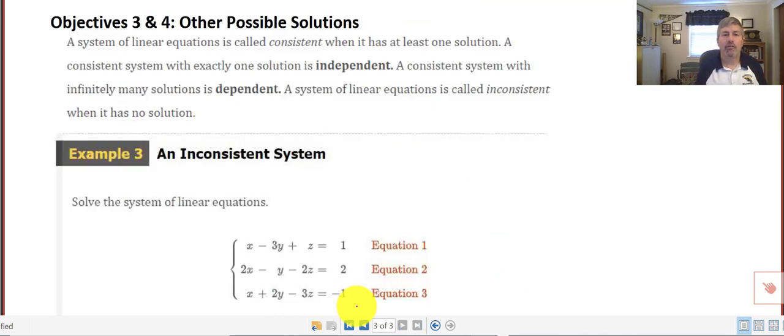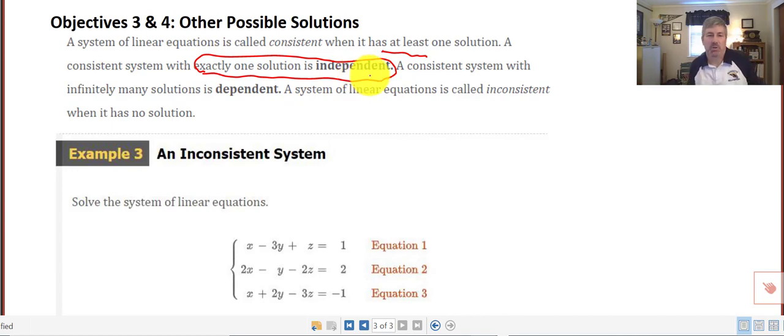Objectives 3 and 4 are to go through other possible solutions. A system of linear equations is called consistent when it has at least one solution. We've seen that before. And a consistent system with exactly one solution is independent. If there's only one solution, it's an independent system. Independent, you're on your own, kind of makes sense.